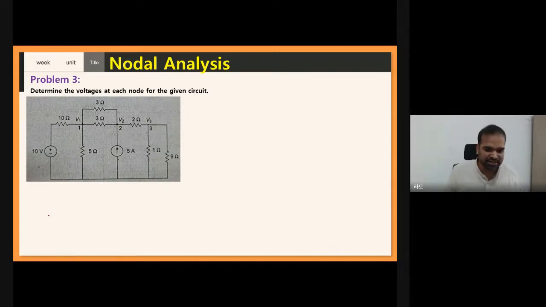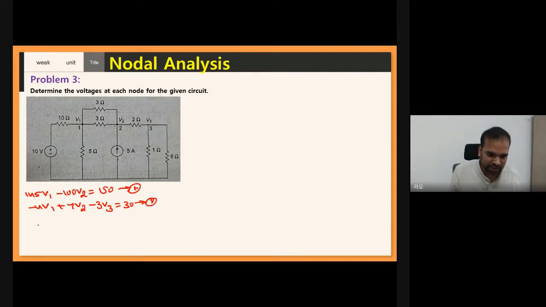Now see here, I'm writing these 3 equations. The first equation: 145V1 minus 100V2 equal to 150. This is our equation 1. And equation 2 is minus 4V1 plus 7V2 minus 3V3 equal to 30. This is our second equation. And the third equation is 0V1 minus 3V2 plus 10V3 equal to 0. So what analysis do we need to apply here? We need to apply Cramer's rule.